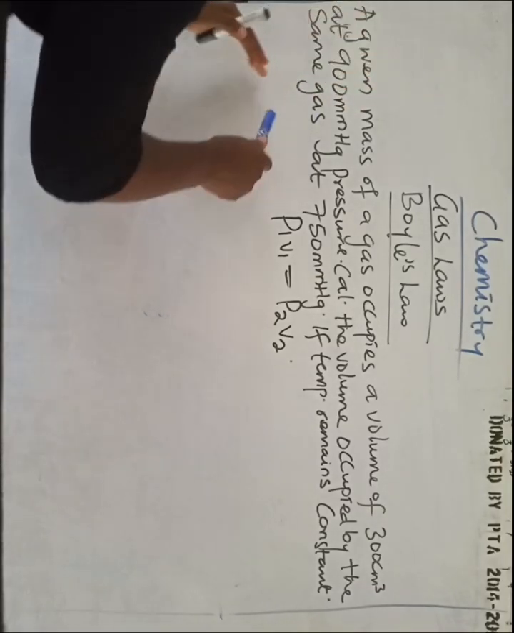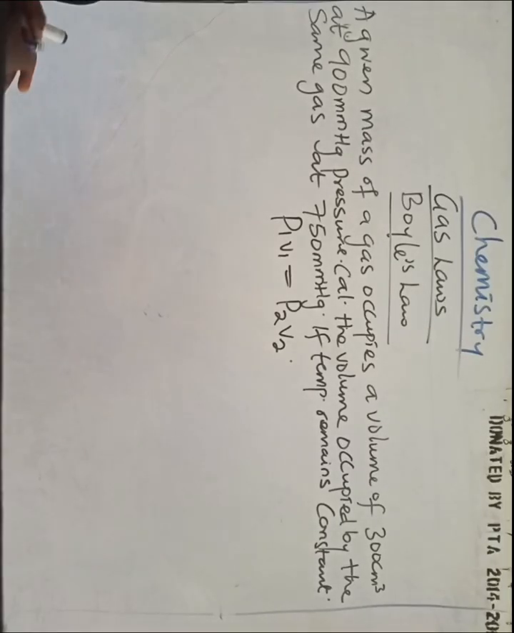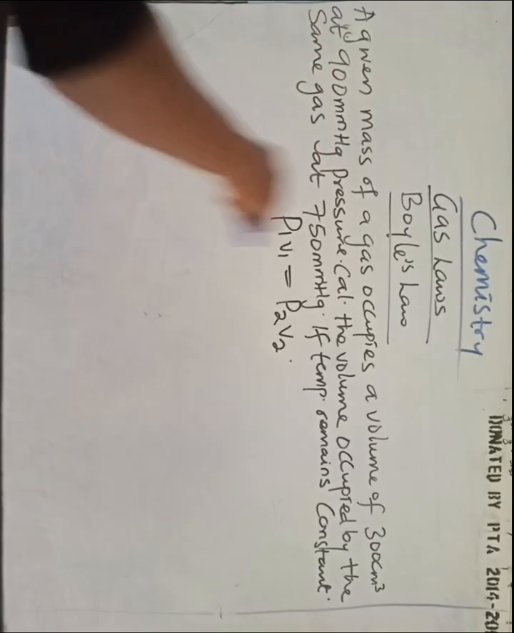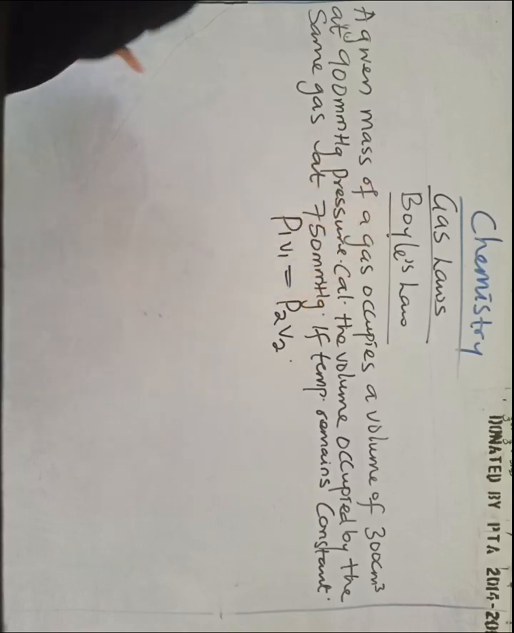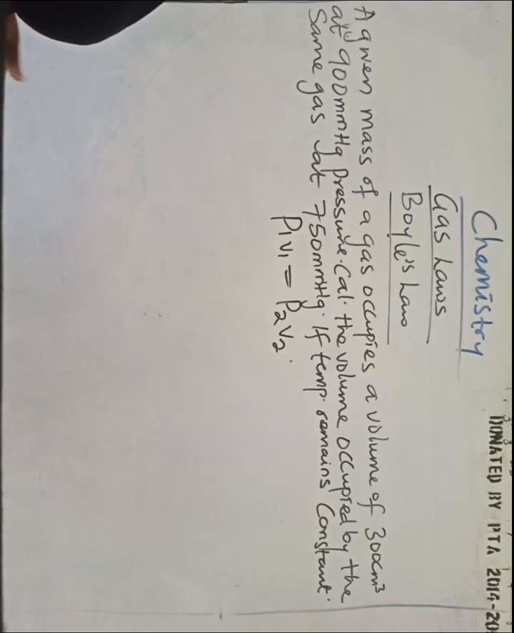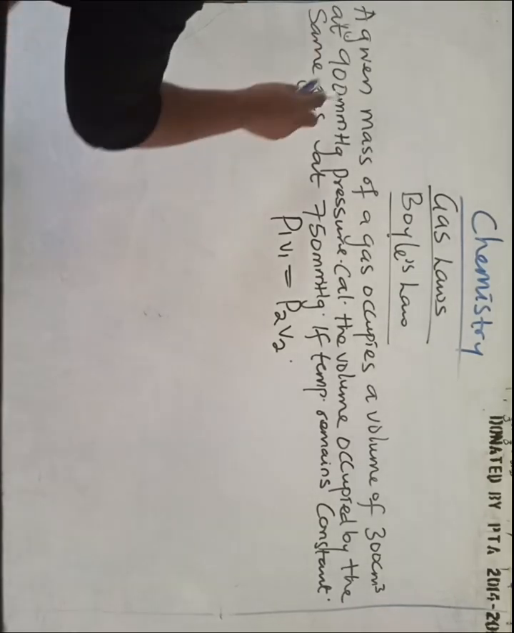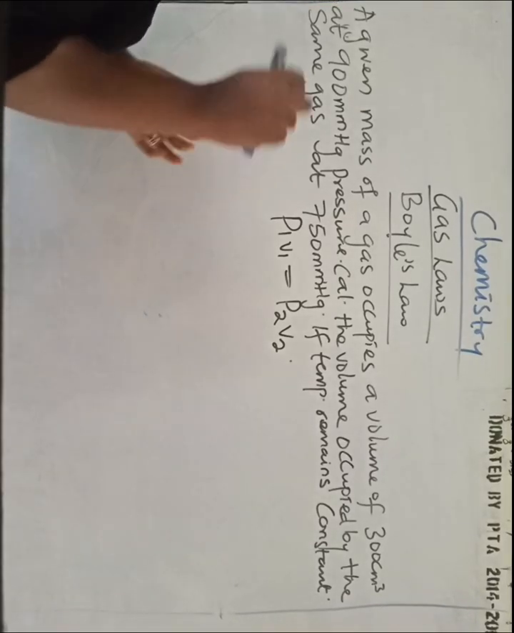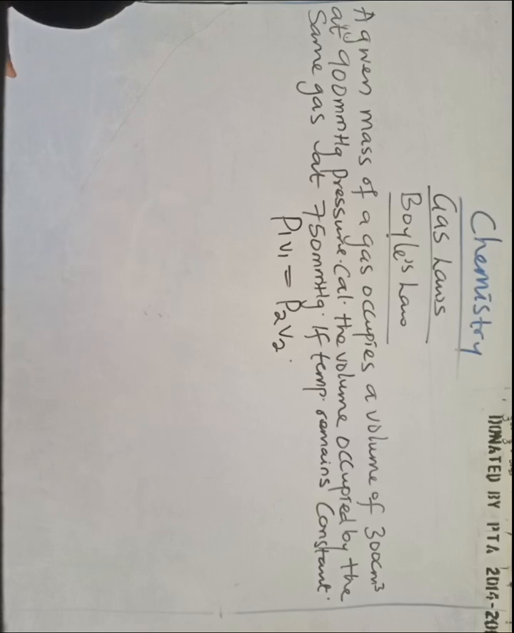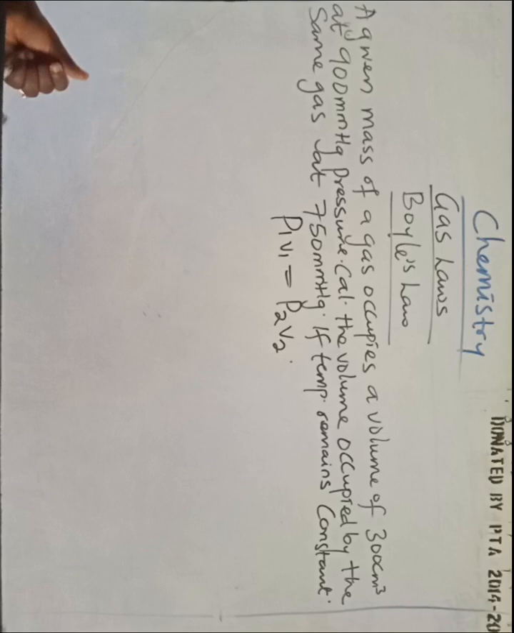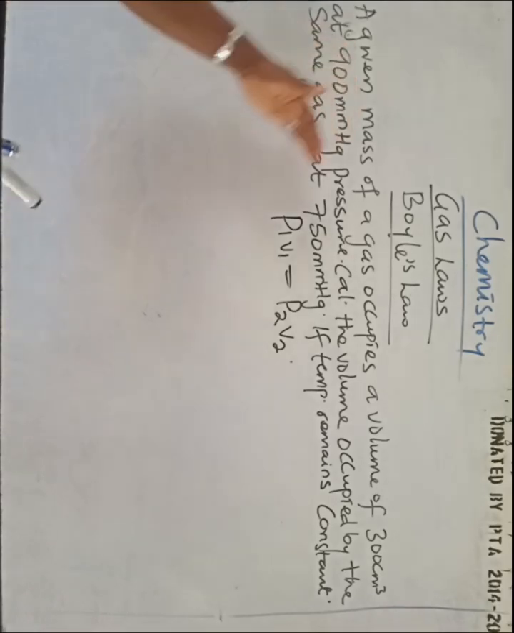I like to write out the parameters so that we don't get confused along the line. The question says a given mass of a gas occupies a volume of 300 cm cube at 900 millimeter mercury. Our volume is measured in cm cube, but our pressure can be measured in about 3 units, or at times 4. Pressure can be measured in millimeter mercury, in Newton per meter squared, even in Pascal, although most times we don't use Pascal, and in atm, which is the atmospheric pressure. So anytime you see any of these units, pressure should come to your mind.